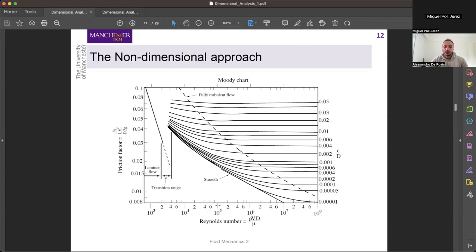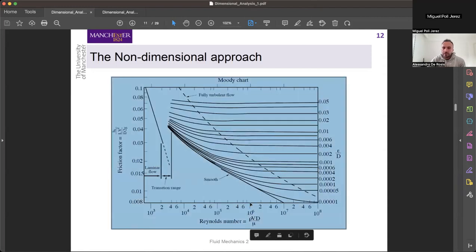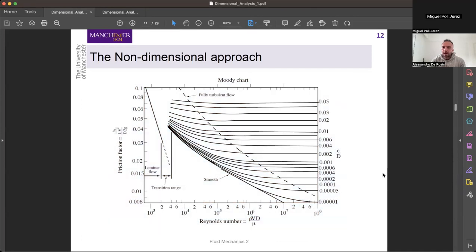So what you do, I will tell you the Reynolds number, for example, 1 million. Then you will enter with a vertical line in this graph. I will tell you how much the roughness is, for example, 0.02. You will enter with a horizontal line, where the two values will intersect the graph. You will read the corresponding value of the friction factor. Something very easy to be done.